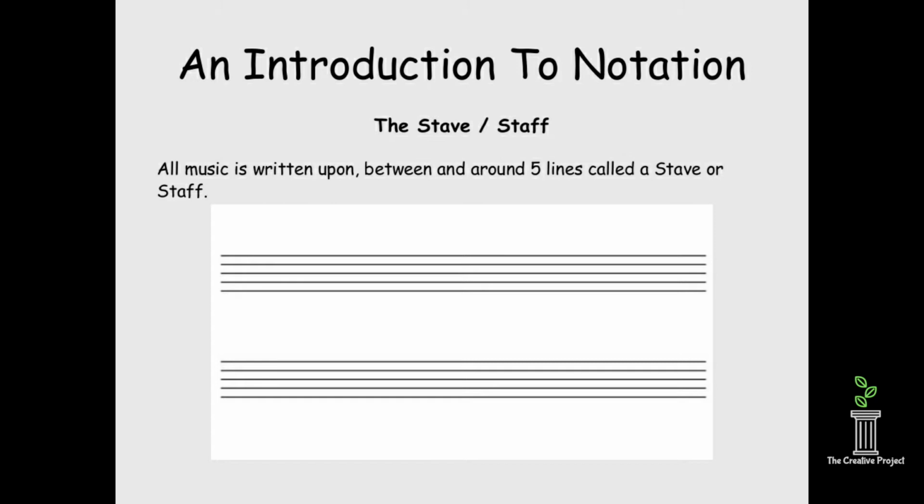All music is written upon or between the 5 lines called stave or staff. So you can see here there are 5 lines and 4 spaces. So the music notes are written here, and the notes that are outside the staff are denoted by ledgers. We will discuss it later.